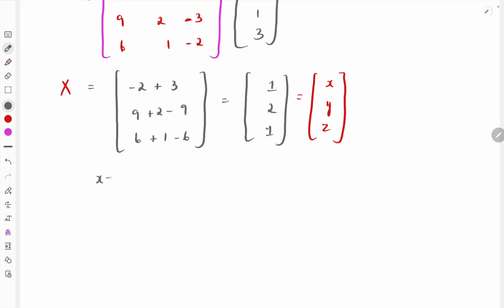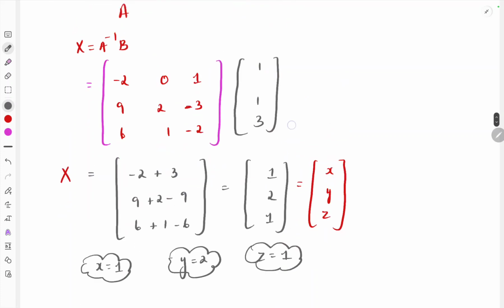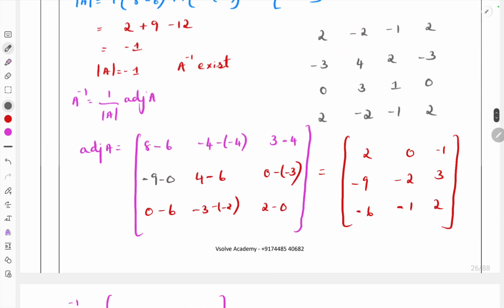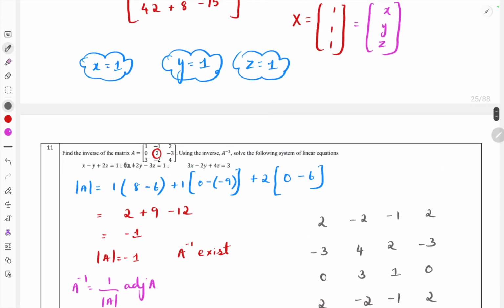So which means from here I can write x equal to 1 and y equal to 2 and z equal to 1. To check whether our answer is correct or not, we can just substitute these values in the three simultaneous equations we have. Here in the first, x is 1, y is 2, and z is 1. So we substitute 1 in place of x, 2 in place of y, plus 2 into 1, which is 2. So 2 and minus 2 will get cancelled. So 1 we have in RHS. So the first equation it satisfies.